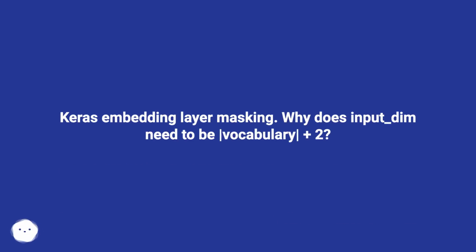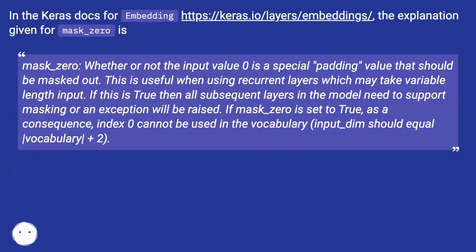Keras embedding layer masking. Why does input_dim need to be |vocabulary| + 2? In the Keras docs for Embedding, at this URL, the explanation given for mask_zero is: mask_zero, whether or not the input value 0 is a special padding value that should be masked out. This is useful when using recurrent layers which may take variable length input.